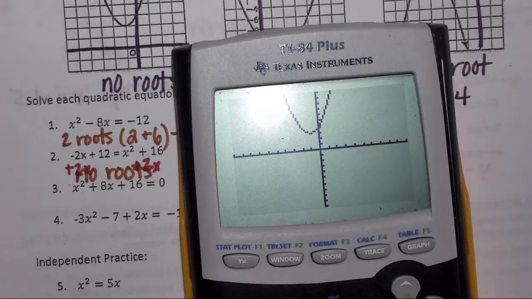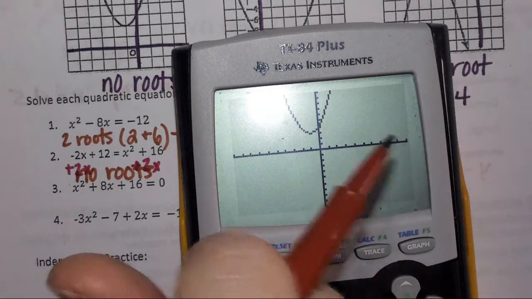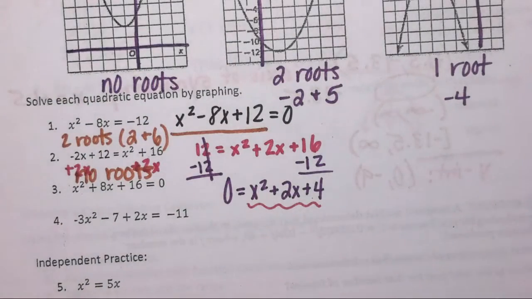Man, I love number 3. Why do we love number 3? Yeah, so you know something tricky's got to happen. X squared plus 8x plus 16. Someone tell me the roots. And 3 and 6 to the point.